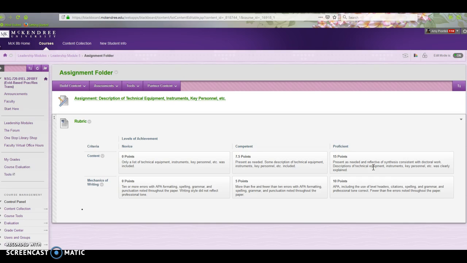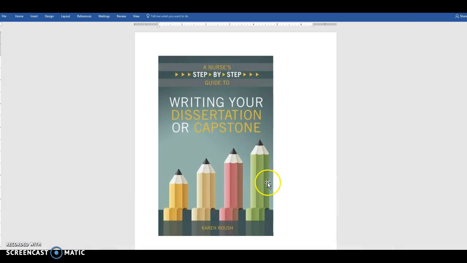So going on then to instruments and key personnel, I'm going to switch screens here for a moment and bring up this image. So this was a book that was recommended to all of you during immersion week. It's a nurse's step-by-step guide to writing your dissertation or capstone by Karen Rausch. And you can actually buy this book if you don't have it already, but you know someone who does, maybe you can borrow it from them.